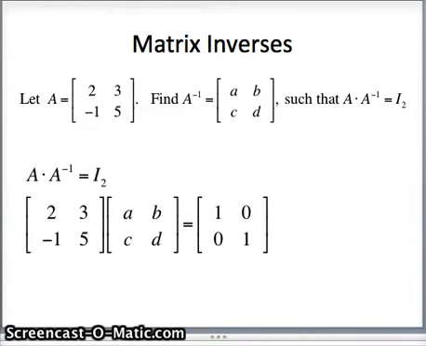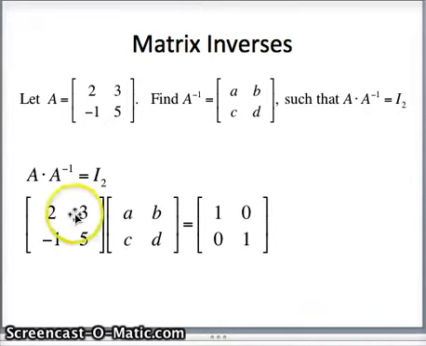So A times A inverse is supposed to equal I2. So we have our matrix A: 2, 3, -1, 5. Our matrix A inverse is A, B, C, D, and we want to get back the identity matrix. You'll recognize that all we have to do here is solve a system of equations.